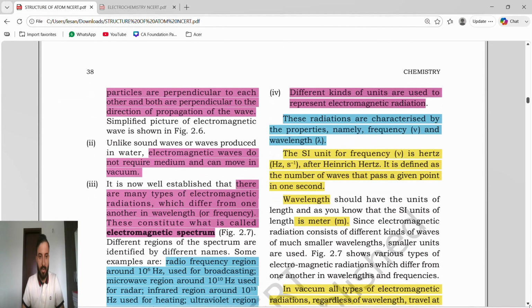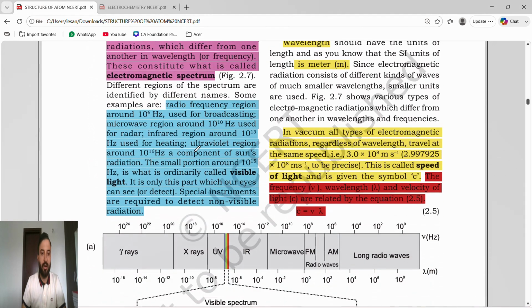Then the pink color, which is underlined, the first point, second point, third point, fourth point, these are the electromagnetic wave properties, pink color. This blue color is just for your understanding.